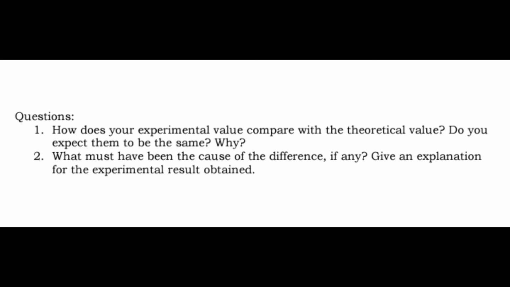And to answer the second question, what must have been the cause of the difference, if any, and then give an explanation for the experimental results obtained. First, it might be the experimental errors that we students have encountered, and it might be caused by statistical errors or maybe the systematic errors which have been combined in order to give the true value. So our theoretical value is the calculated value that is determined by the theory or taken as a known or accepted value.